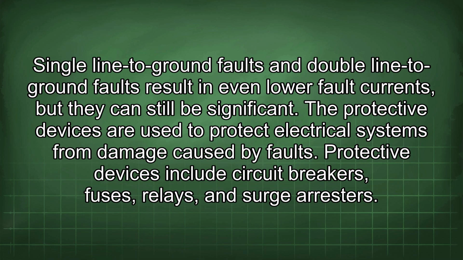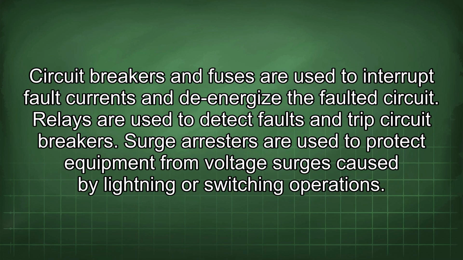The protective devices are used to protect electrical systems from damage caused by faults. Protective devices include circuit breakers, fuses, relays, and surge arresters. Circuit breakers and fuses are used to interrupt fault currents and de-energize the faulted circuit. Relays are used to detect faults and trip circuit breakers. Surge arresters are used to protect equipment from voltage surges caused by lightning or switching operations.